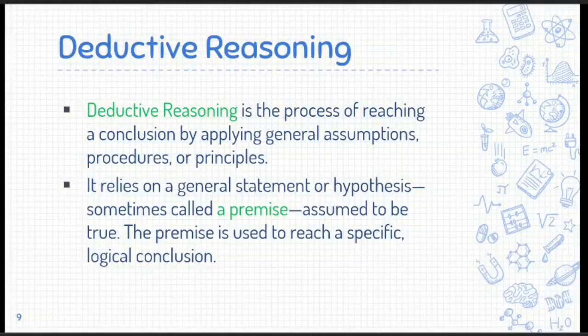Next, deductive reasoning. Deductive reasoning is the process of reaching a conclusion by applying general assumptions, procedures, or principles. It relies on a general statement or hypothesis. Sometimes we call these hypotheses premises. A premise is assumed to be true. A premise is used to reach a specific logical conclusion.